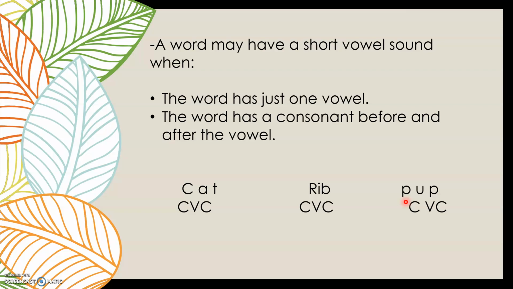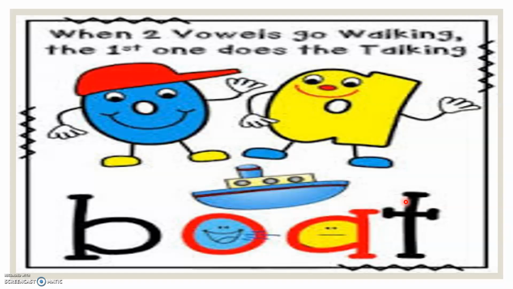But if we have more than one vowel in the word, the rule says when two vowels go walking, the first one does the talking, which means if we have two vowels after each other in the word, the first one does the talking, which means that the first vowel will say its name, the name of this letter, and the second vowel will remain silent.